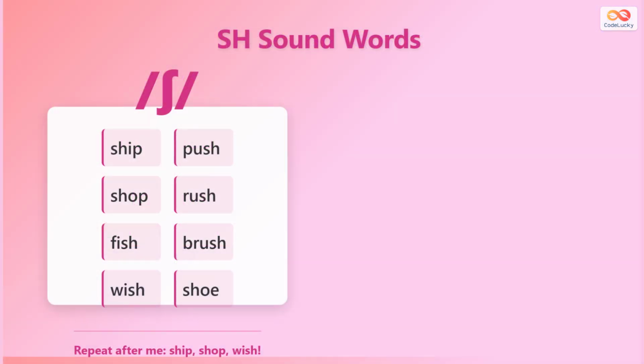Let us practice common words with the SH sound. Listen carefully to each word. Ship, shop, fish, wish, push, rush, brush, shoe. All of these words contain the smooth SH sound. Repeat after me. Ship, shop, wish. Pay attention to how your lips are rounded and how the sound flows continuously without stopping.